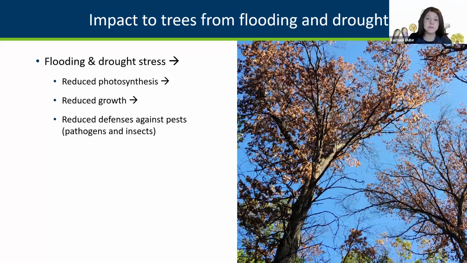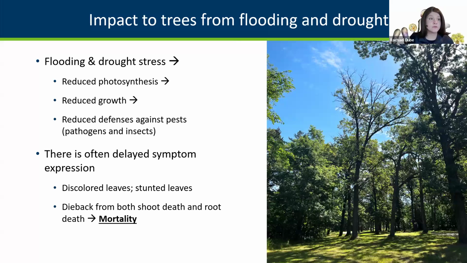And with oak decline, there is often delayed symptom expression. In younger trees, you might see symptoms showing up sooner, but in these big old trees, it can actually take 2 to 3 to even 5 years or more following a stress event to start to show symptoms. So it can take a long time. Some of those more subtle symptoms, like discolored leaves, eventually might progress to stunted leaves, leading to dieback from shoot death and root death. And eventually this can lead to mortality.